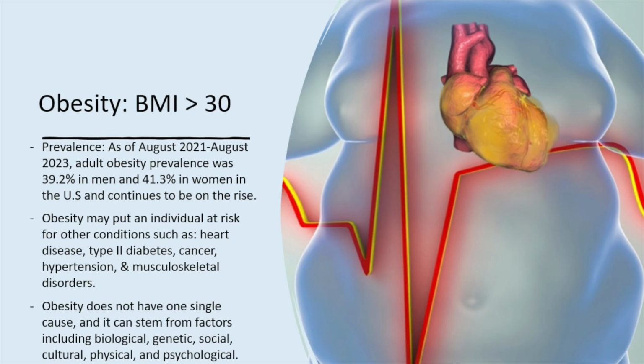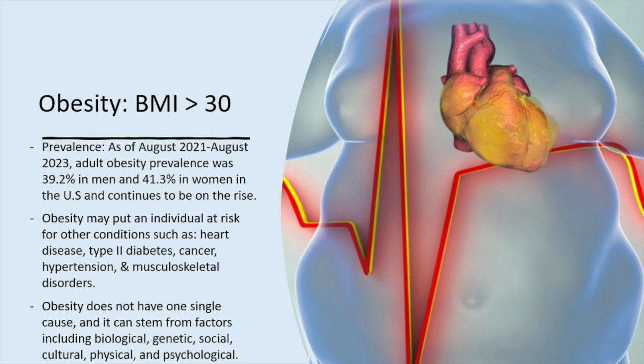Starting off with obesity, it's going to be important to know the difference between obesity and overweight. Overweight individuals are going to have a BMI over 25, and with obesity, the BMI is going to be over 30, but it's important to keep in mind this is also dependent on a person's height as well. As of August 2021 through August 2023, per the CDC, adult obesity prevalence was 39.2% in men and 41.3% in women in the United States, and this continues to be on the rise.